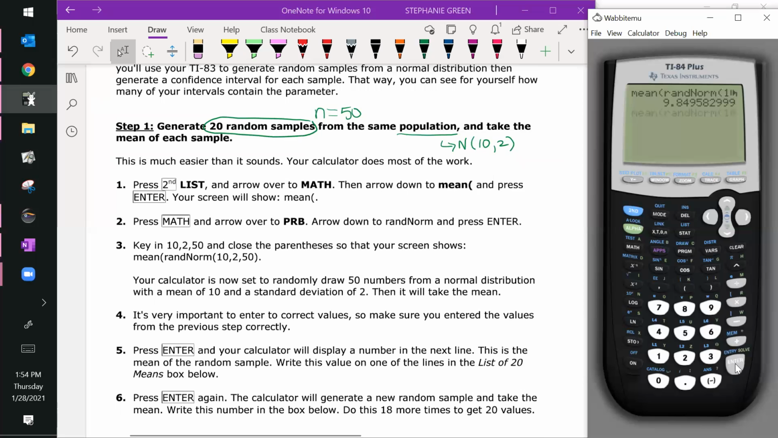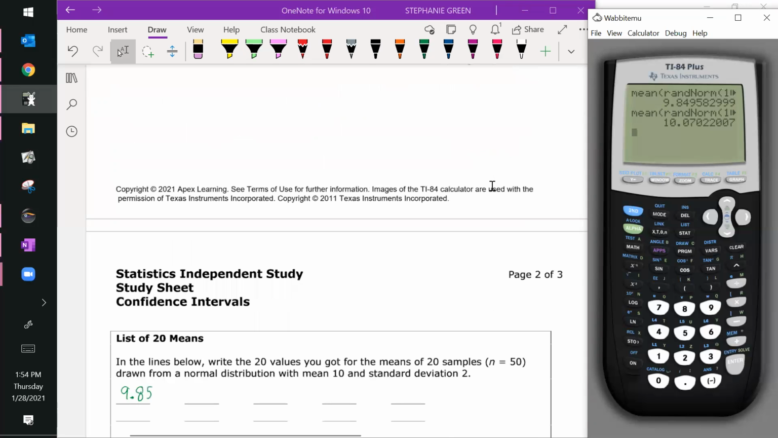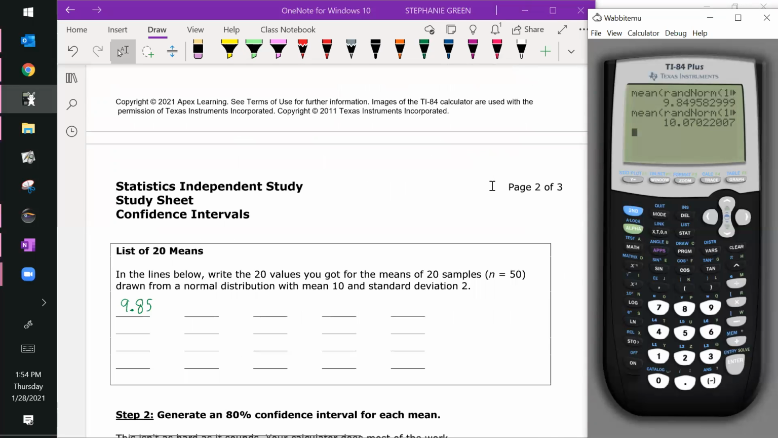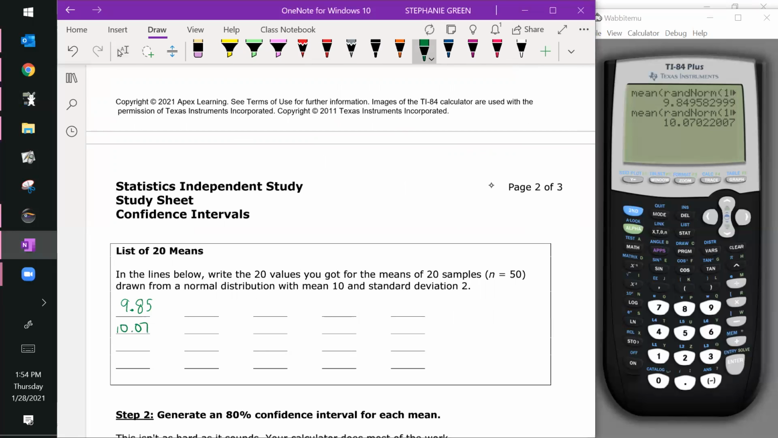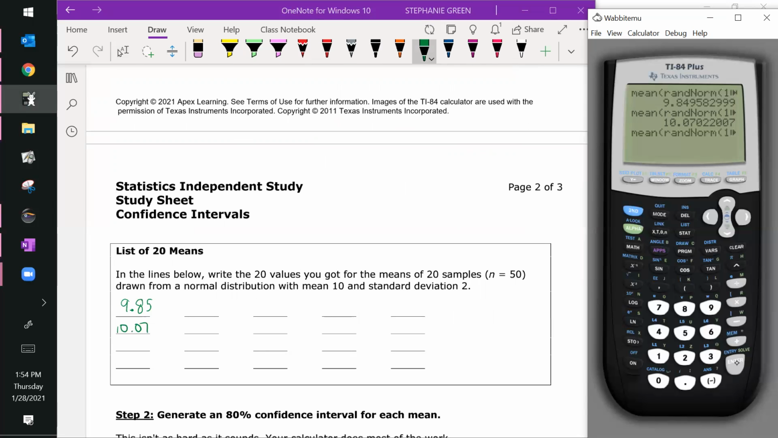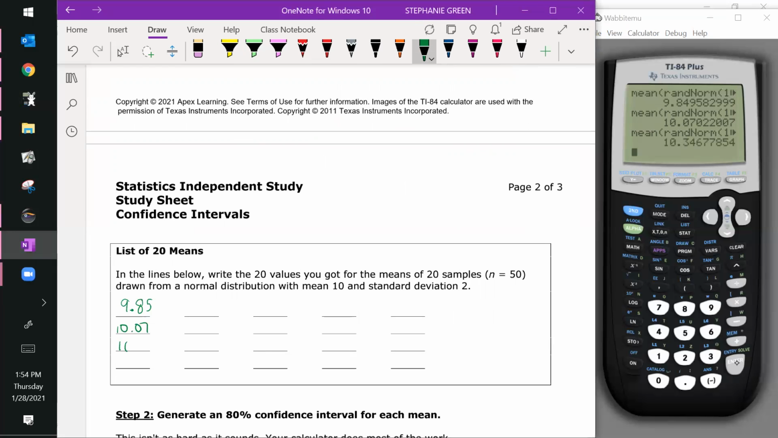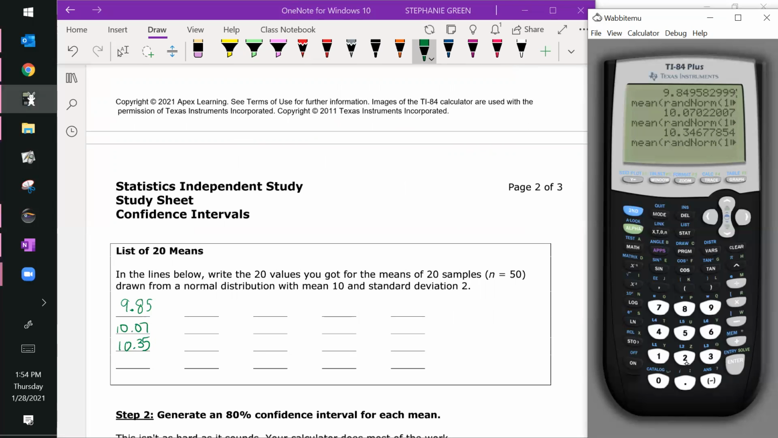So now I just hit enter again, and it automatically repeats that last row for me, so I don't have to type it in again. We're just going to keep hitting enter 20 times. So this one is 10.07. And then I hit enter again. Let it think. 10.35. And I'm just going to keep hitting enter and writing down those numbers until all of these little spaces are filled in.